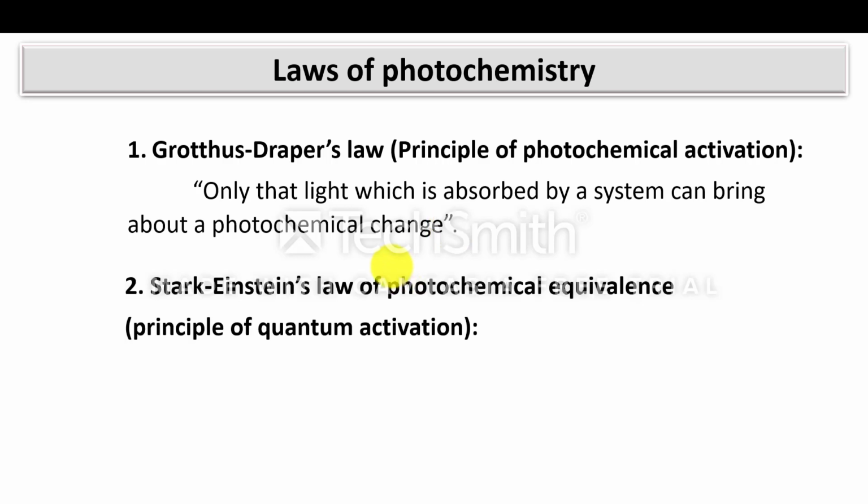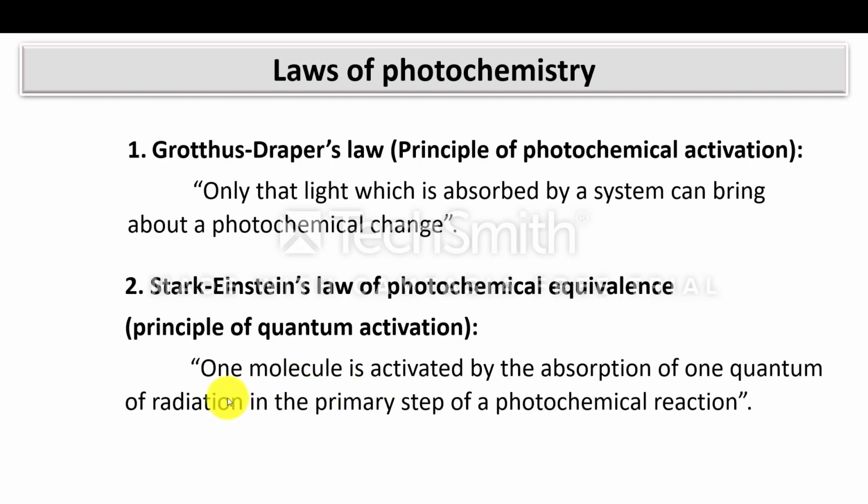The second law of photochemistry is Stark-Einstein's law of photochemical equivalence, also known as principle of quantum activation. So here it states one molecule is activated by the absorption of one quantum of radiation in the primary step of a photochemical reaction. So each molecule absorbs one quantum of radiation in the preliminary step of a reaction.